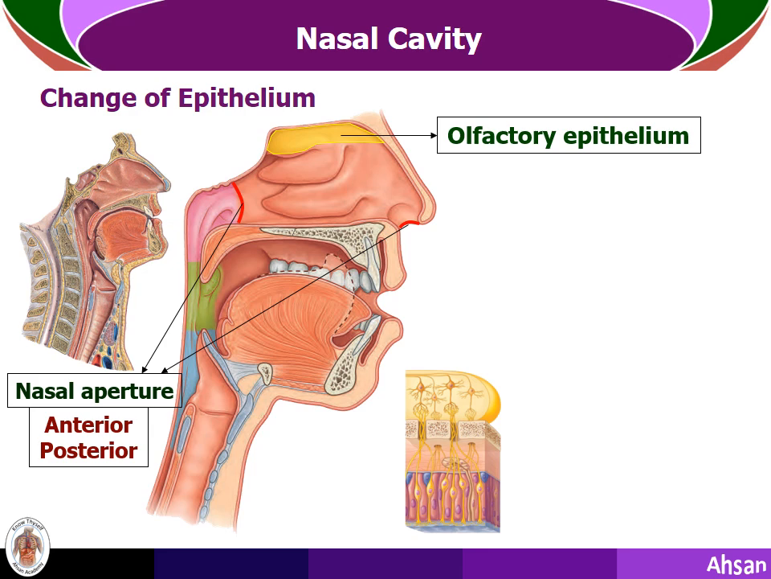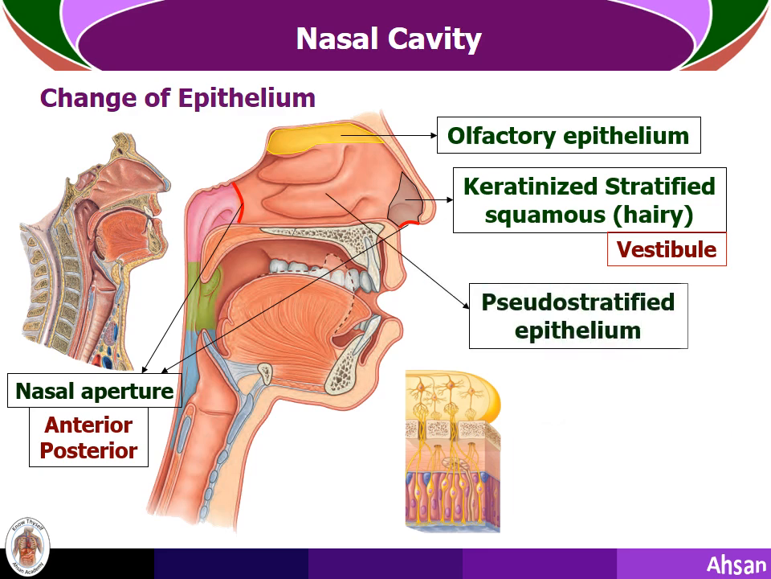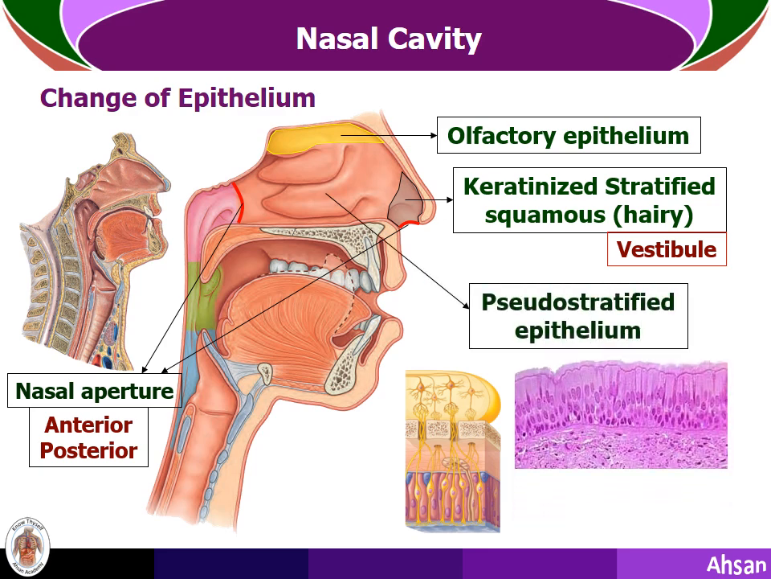This is a special type of sensory epithelium containing olfactory receptors. The anterior inferior area is lined by skin. This is thin skin, containing hair, so it is stratified squamous keratinized epithelium. This area is the vestibule. The middle part and the posterior part are lined by pseudostratified epithelium.